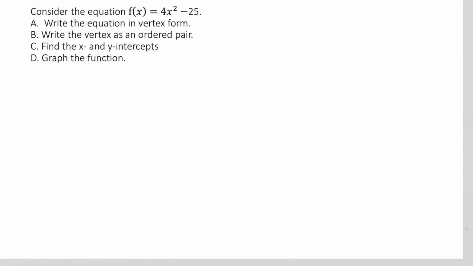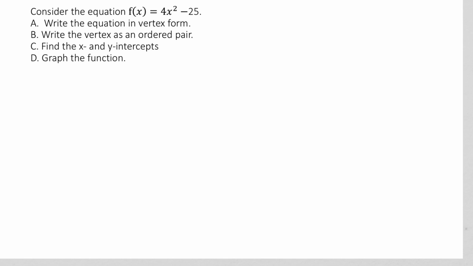Okay, so the reason I put this problem in here is because it's missing the middle term, so it might throw you a little bit. So I've got this equation f of x is equal to 4x squared minus 25. It's clearly a quadratic because it has an x squared as the highest order term. Okay, it's just missing the middle term, so we interpret that as meaning that the b is equal to 0.